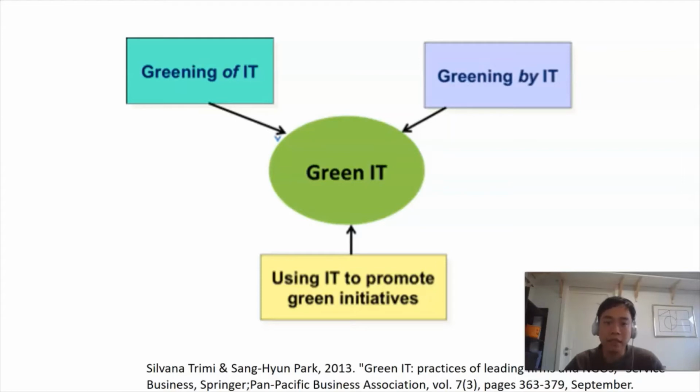But in this diagram, you also see the third box, which is using IT to promote green initiatives, like using social media and different communication channels via IT platforms to politically or organizationally promote green activities. So this is more at the policy level, which I will not focus on here. The first part we talk about the issue with greening of IT, and the second part talks about the greening by IT.